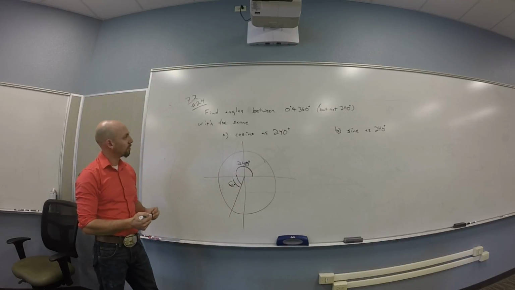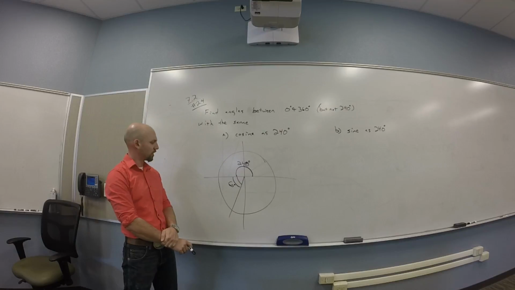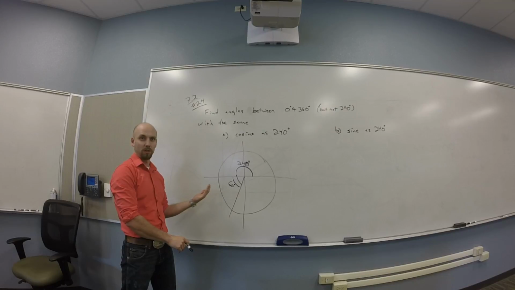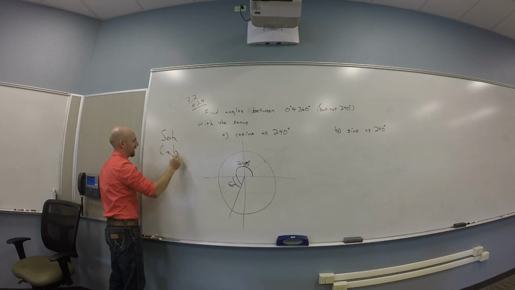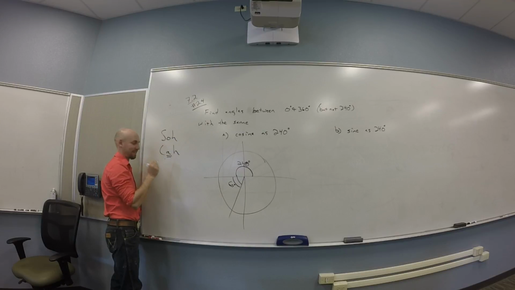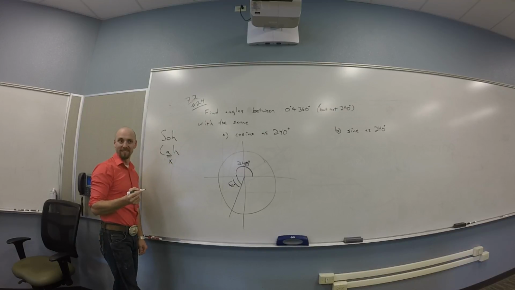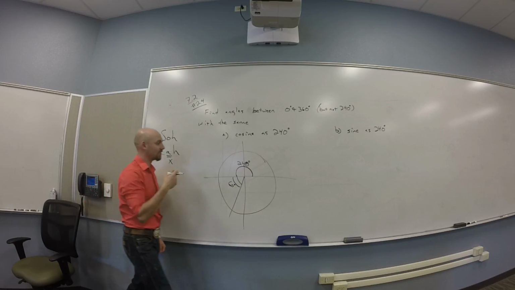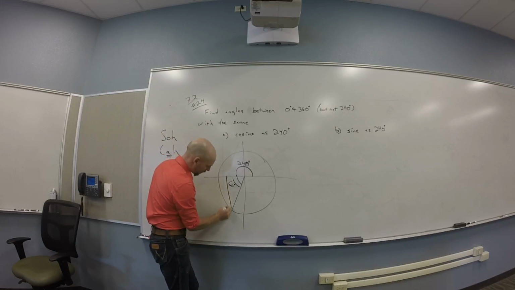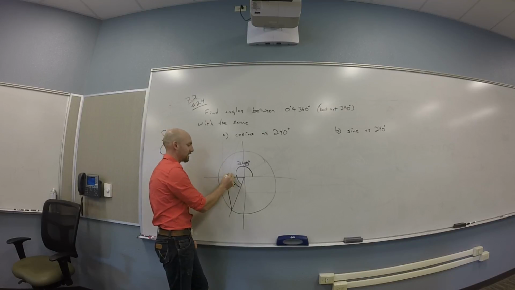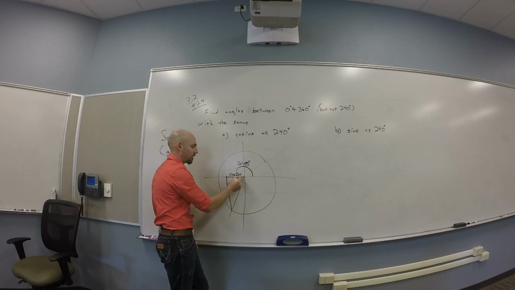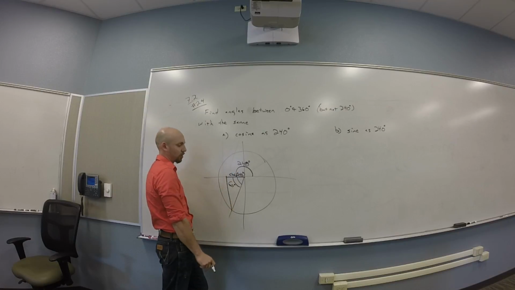And I want an angle with the same cosine. So which one's the cosine? Cosine is the adjacent side, so it's the x. You guys all following? Okay, here's my triangle. That's my 240 triangle, and this side here is the cosine of 240 degrees, that x. So where's another angle that has that same cosine?